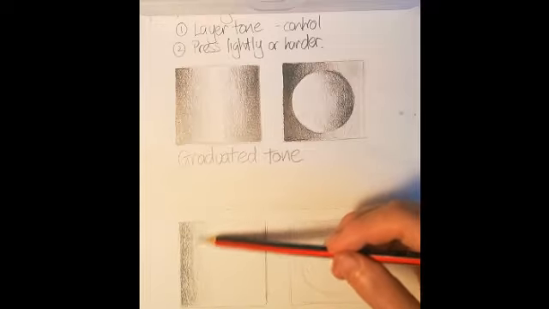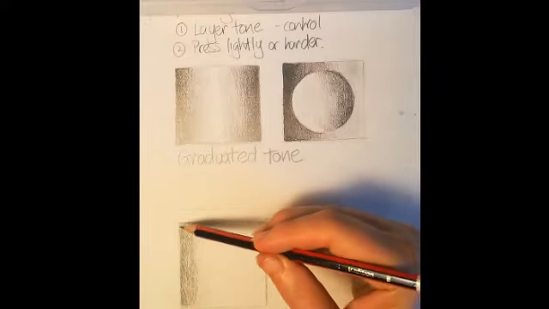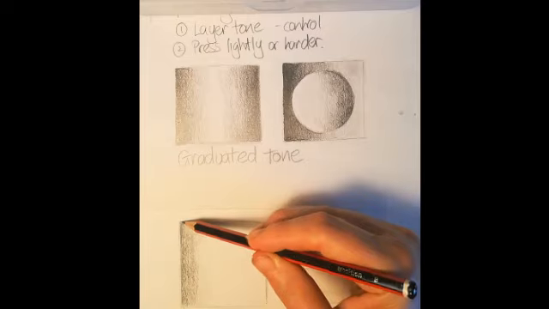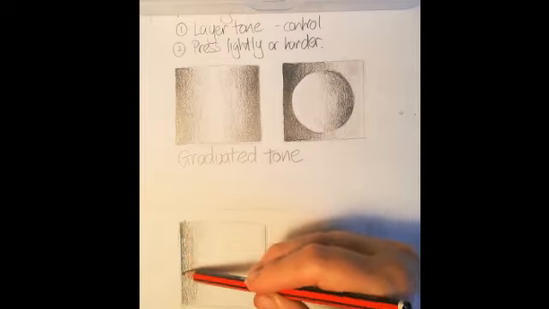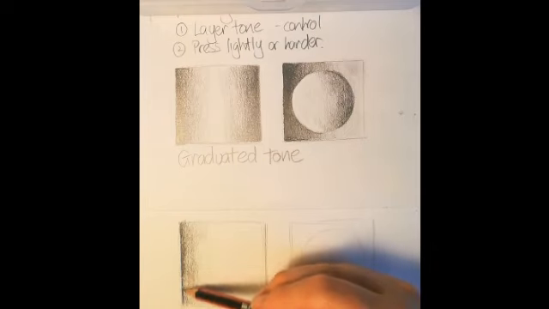So we're trying to get it so it fades really smoothly, and this is a really useful skill for you to practice, because when we come to adding tone to your eye that you've drawn, you're going to need to know how to graduate your tone.